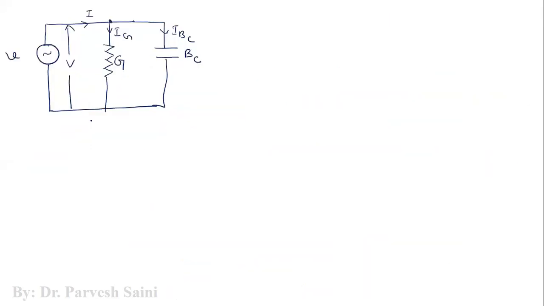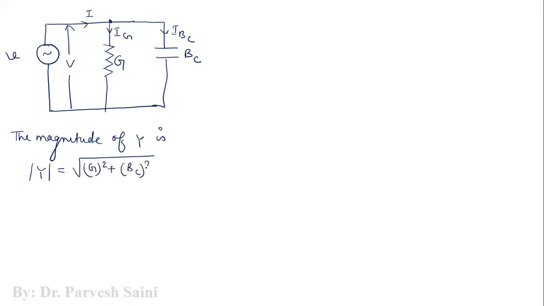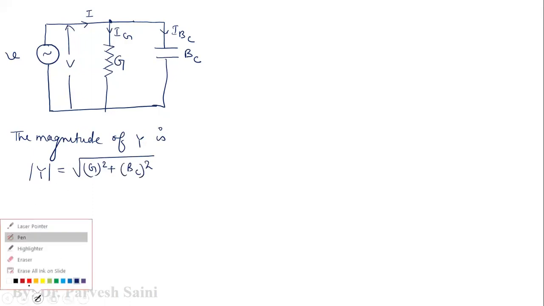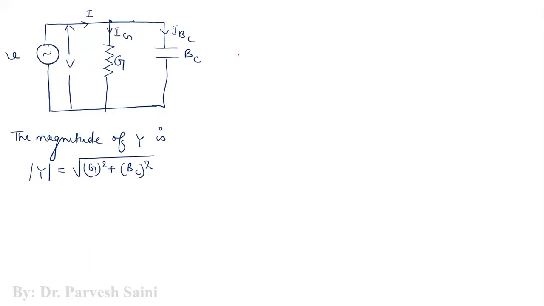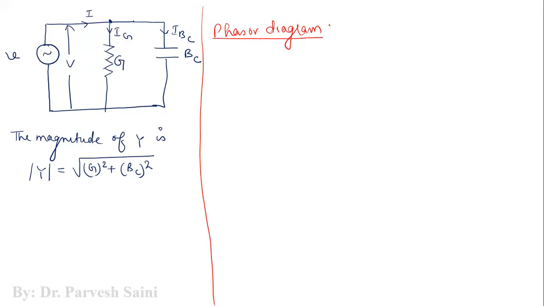So the magnitude of Y is basically the square root of the square of the real part and the square of the imaginary part, right? Now let us come to the phasor diagram here. So in phasor diagram, phasor diagram of a parallel RC circuit.